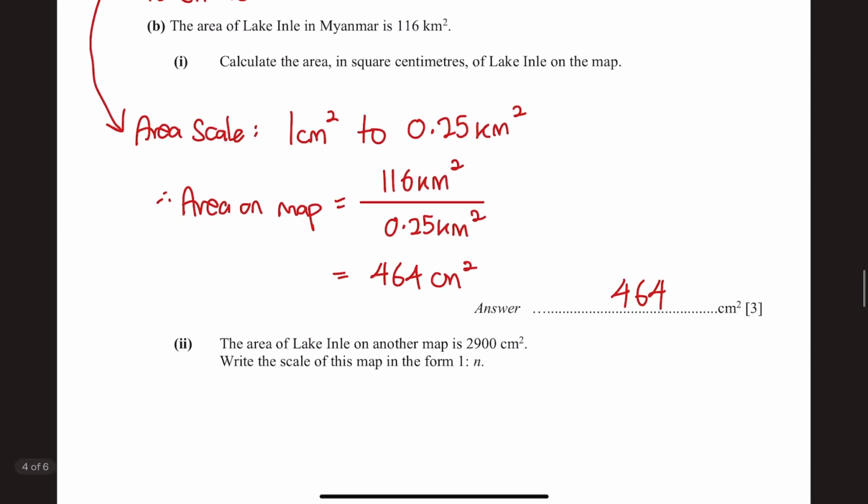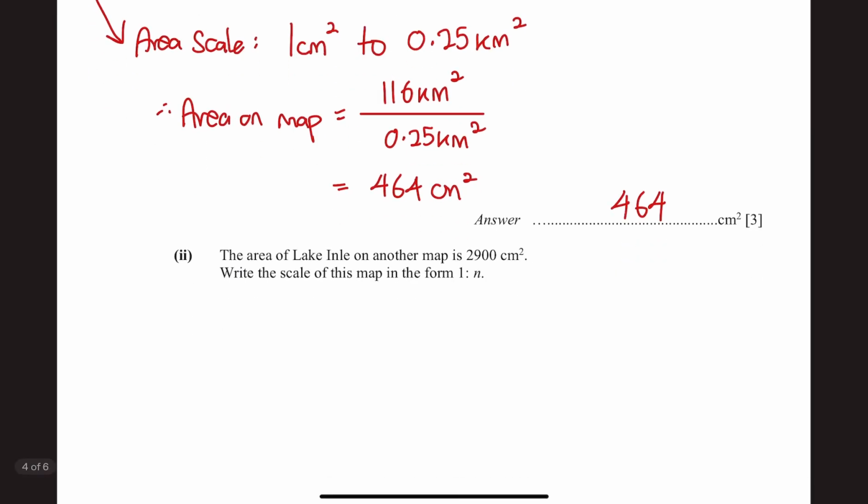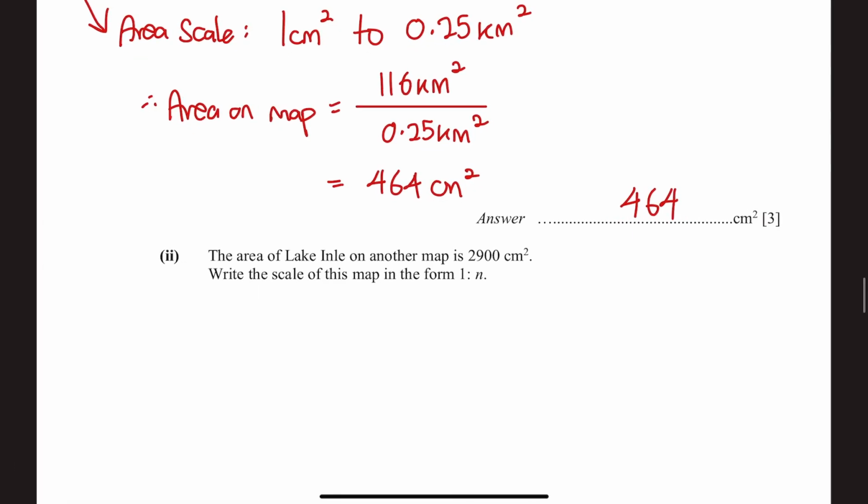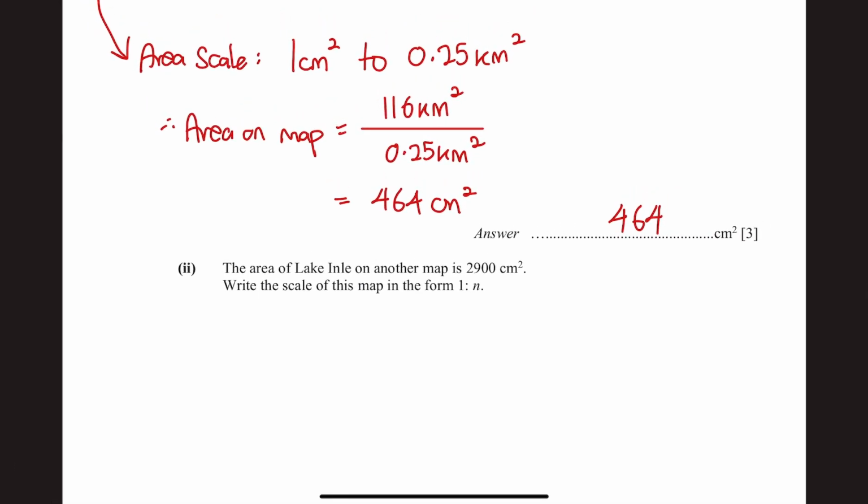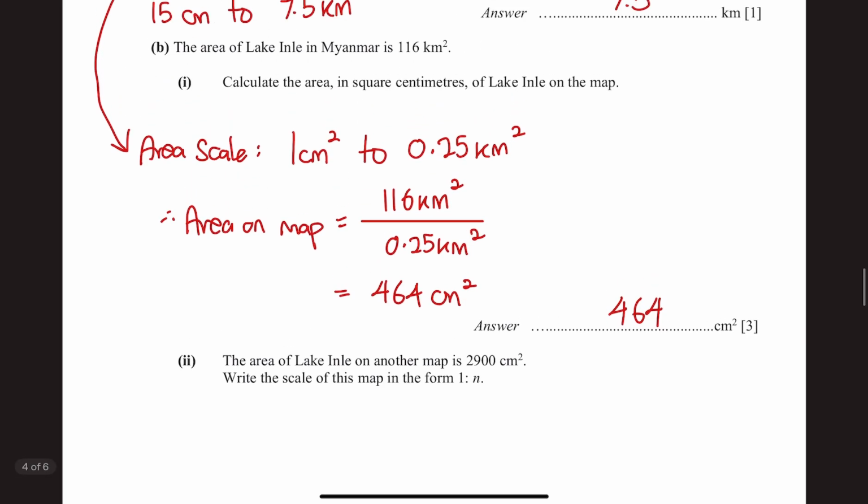The area of lake now on another map is 2,900 cm square. Okay, and over here the question is, write this scale of the map in the form of 1 is to n. Okay, so over here let's now look at this area of this lake first. On the map, 2,900 cm square. In actual life, in real life, the area is this.